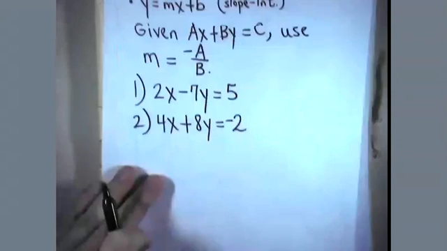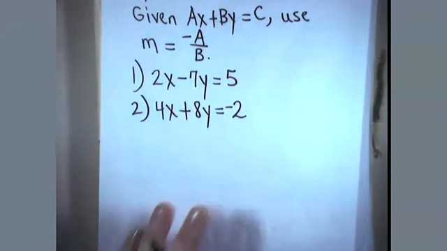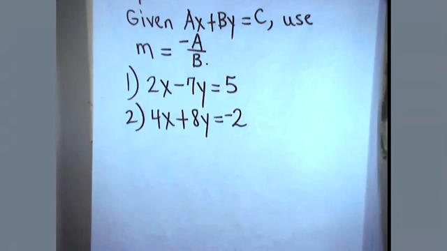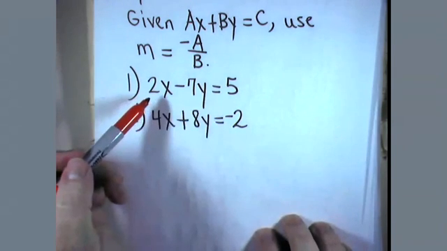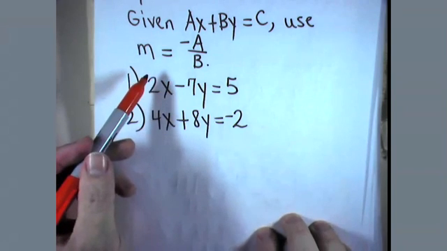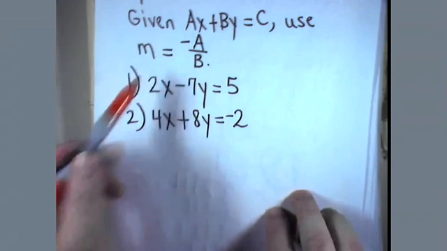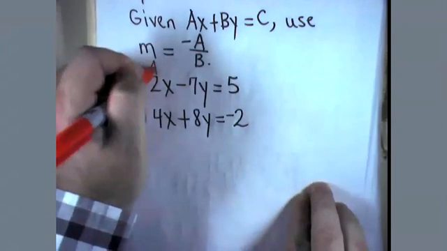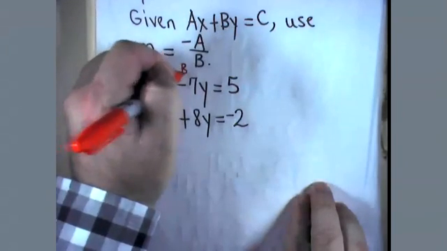Let's look at these two standard lines. You don't have to get y by itself and put your line in slope-intercept form to find the slope. You can use your shortcut formula up here. For the first equation, let's identify a and b first of all. A is 2, and b is negative 7.